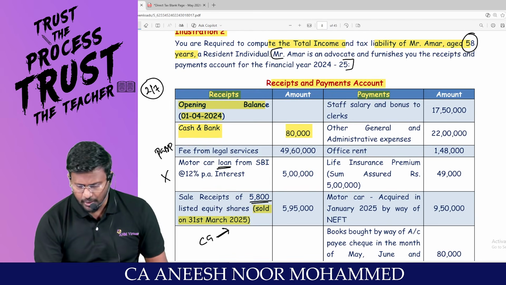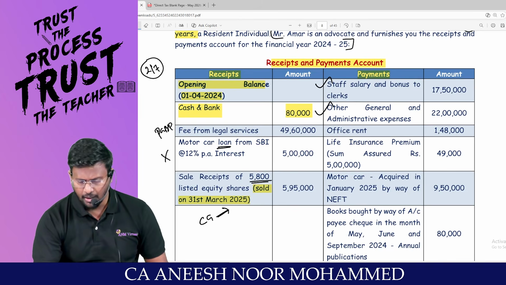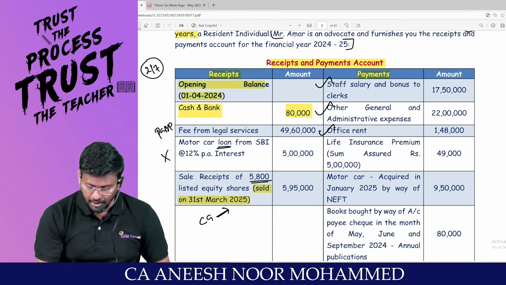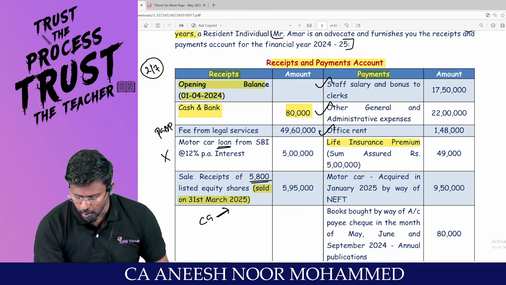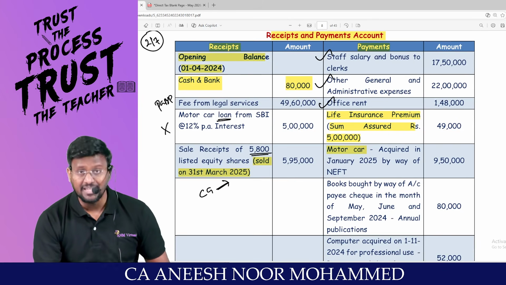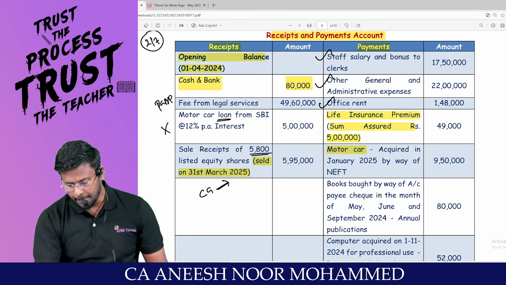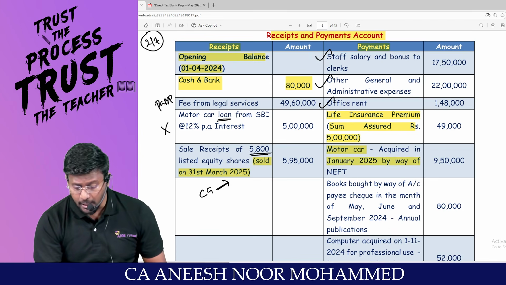My dear lovable students, staff salary bonus to clerk, PGBP income. Other general administration, PGBP. Office rent, PGBP. Life insurance premium, you can claim it as deduction under 80C. Motor car is a capital expenditure. For that, you are entitled to claim depreciation. Acquired in January by way of NEFT.